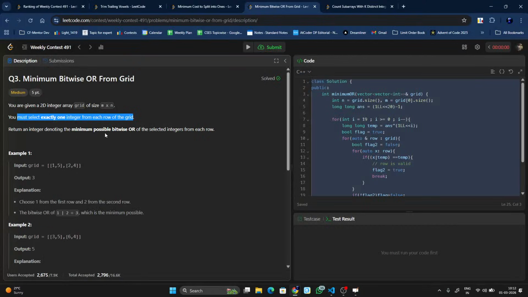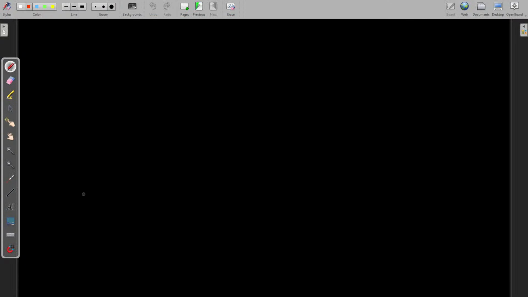Next, we have this one particular observation that we will start from the most significant bit and move on to the least significant bit. But how to select numbers based on that? So we know we have to select at least one number from each row, right?